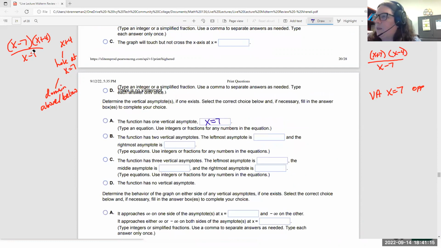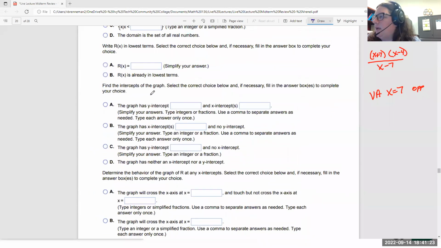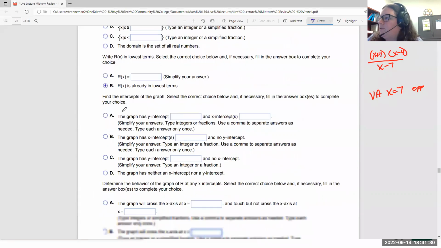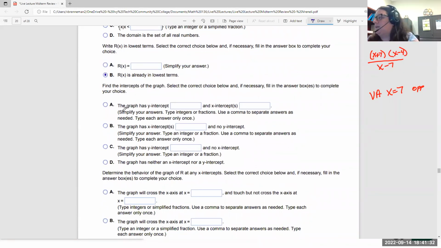And then going back, they ask for the simplified form. Since it was already simplified, I'm not going to type it in again. I'm just going to say already in lowest terms. Then we have the y-intercept and x-intercepts. The x-intercepts correspond to the top. So that's going to be the numerator, the -7 and the 4.